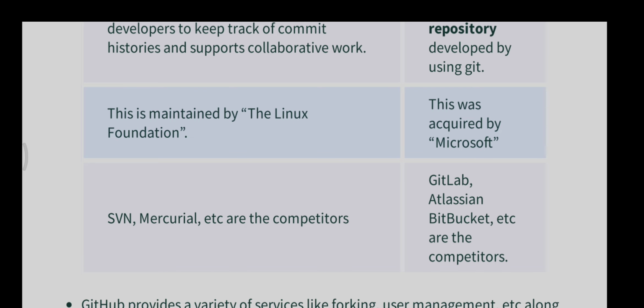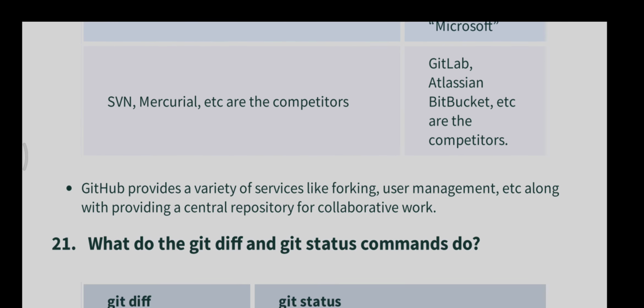SVN, Mercurial etc. are the competitors of Git. GitLab, Atlassian, Bitbucket etc. are the competitors of GitHub. GitHub provides a variety of services like forking, user management, etc., along with providing a central repository for collaborative work.